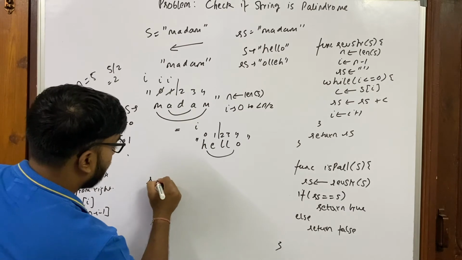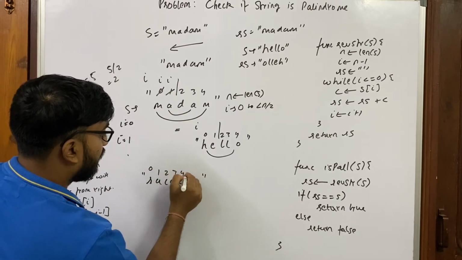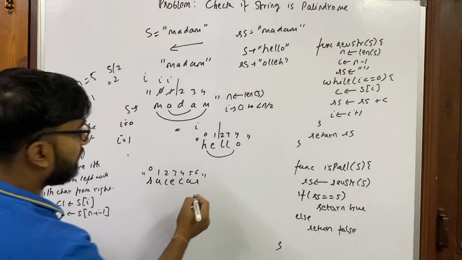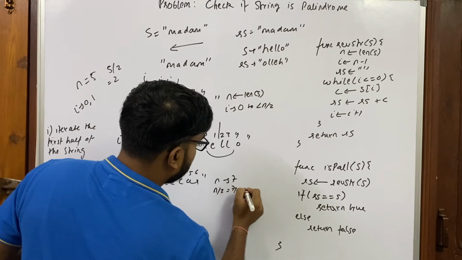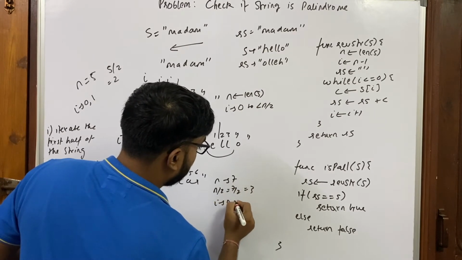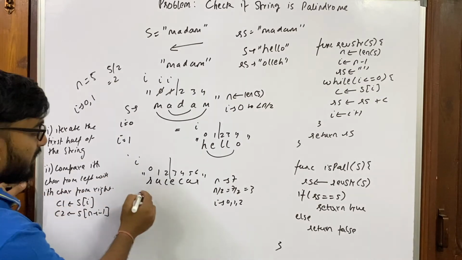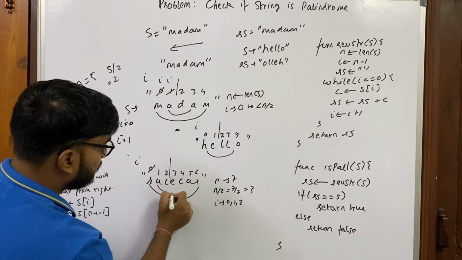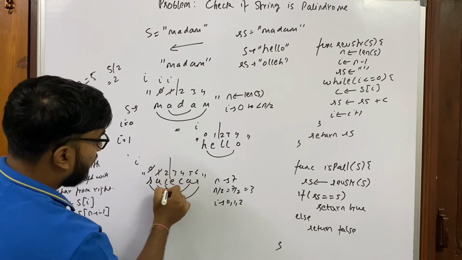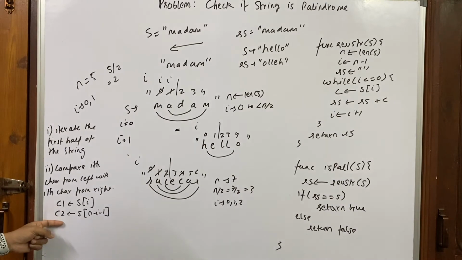Let's take another example. Race car has indices 0, 1, 2, 3, 4, 5, 6. N in this case is going to be 7. N by 2, 7 by 2, is equal to 3. I takes values 0 to less than 3, so I takes values 0, 1 and 2. So for each value of I, you compare these two, equal. You move on to the next value of I, you compare these two. Move on to the next value of I, compare these two. For all values of I, C1 and C2 are equal. So this is a palindrome.